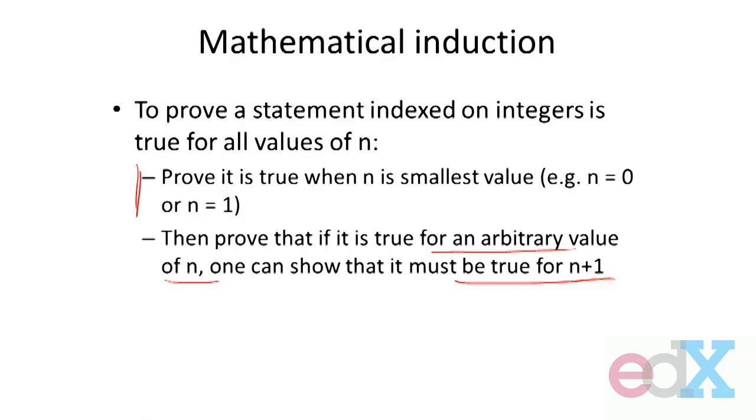This may sound a little funny, so let's look at a very simple example from math. And here's the simple example. If I add up all the integers from 0, 1, all the way up to n, the claim is that that is equal to n times n plus 1, all divided by 2.